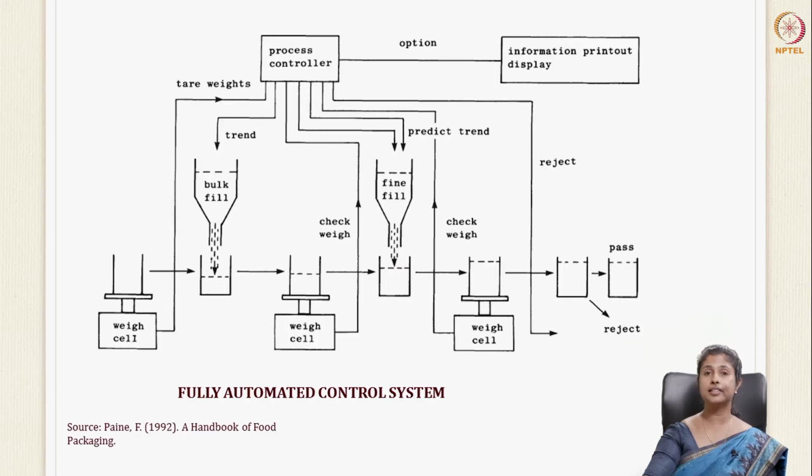So this is a diagrammatic representation of it. It's a fully controlled system. Like I told you, you'll have the bulk filling in the beginning where the package is tared. You'll add the product by bulk filling quickly to almost full. Then it goes into the weighing scale. It's checked. The remaining weight is added through the fine cell and again it's checked. If it meets the requirement, it is passed. Otherwise, it is rejected and taken back again.